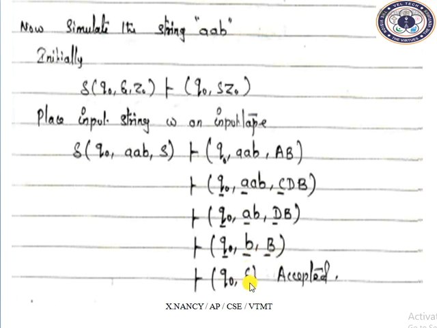This denotes that my string is accepted by the derived PDA. So that's all about my grammar to PDA conversion. Next we can move on to our PDA to grammar conversion.